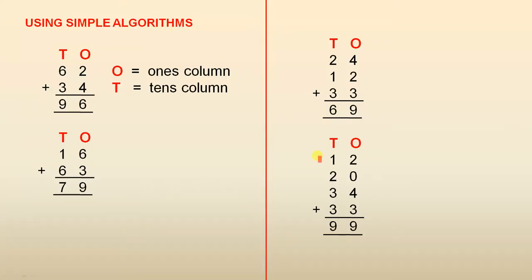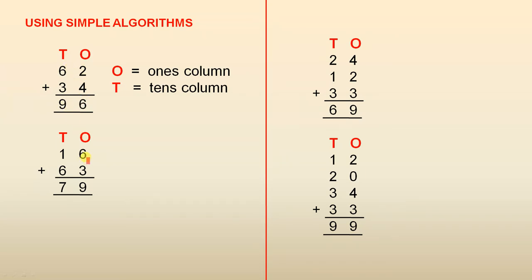Using simple algorithms. Algorithms are just simple rules we use for addition, and we can use them for other operations too. This here represents the ones column, and T represents the tens column. So 62 plus 34, just put the numbers under each other. That's the most important thing. So there's the ones column, there's the tens column. 2 plus 4 is 6, 6 plus 3 is 9.